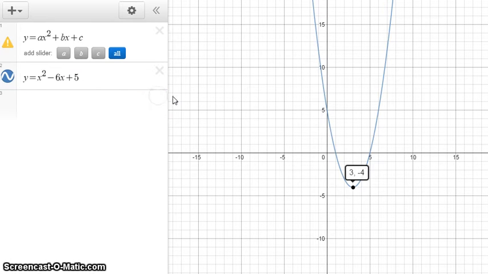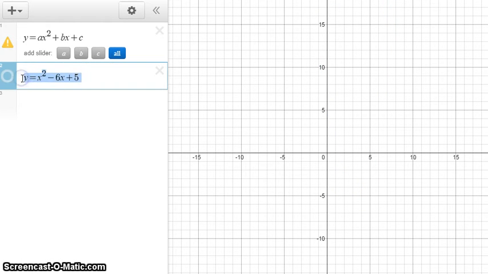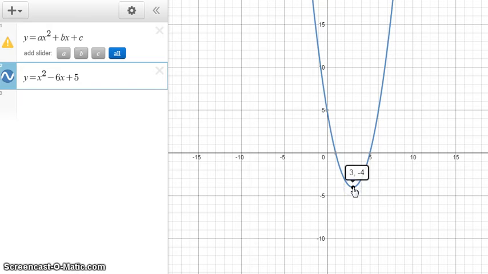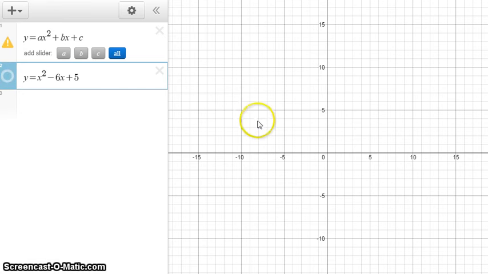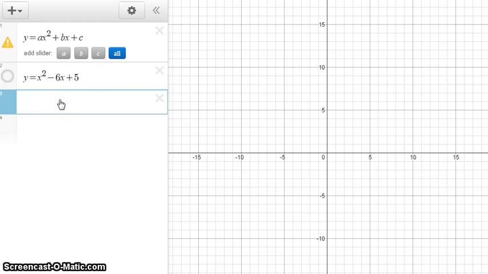So how do you find the vertex? Let's say today I do not have the graph. I am only given the equation, and I need to find the vertex. For now we know that the vertex is at (3, -4), and I need to find that point without looking at the graph. So I will have to find that (3, -4) algebraically. This is a pretty simple and straightforward way to do this.